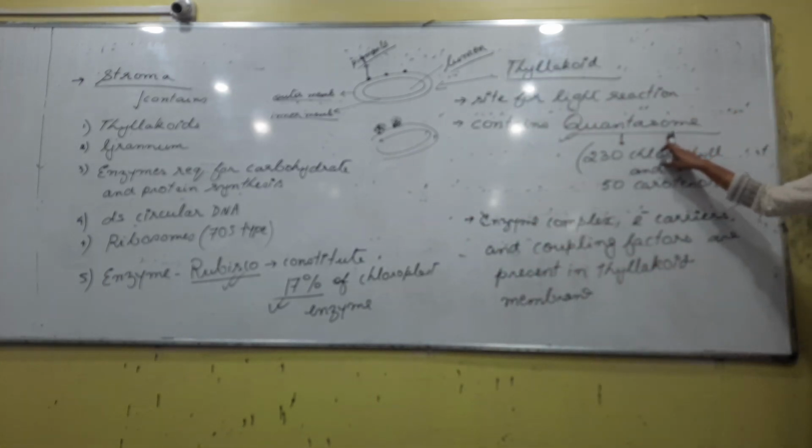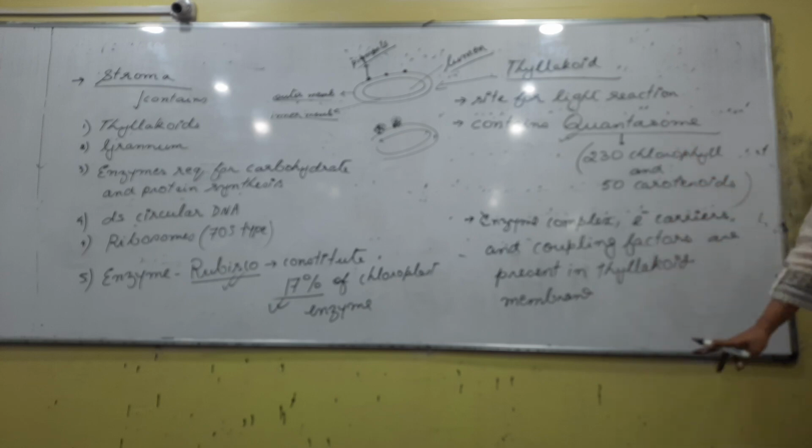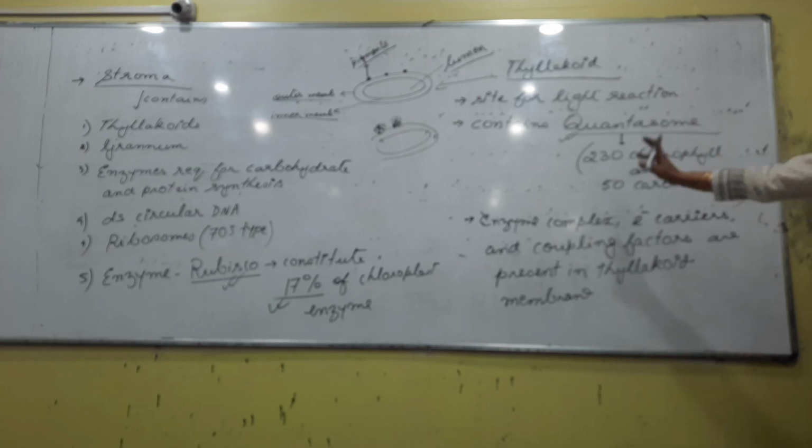That group of pigments is called what? Quantosome. Right? What is quantosome? Another word to use it: it is a photosynthetic unit. Quantosome means what? Actually, we will learn these words in photosynthesis. Quantosome is a photosynthetic unit. And whenever we use the word unit, when do we use the word unit? When we have to measure something: unit of length, unit of height, etc. What are we measuring here?